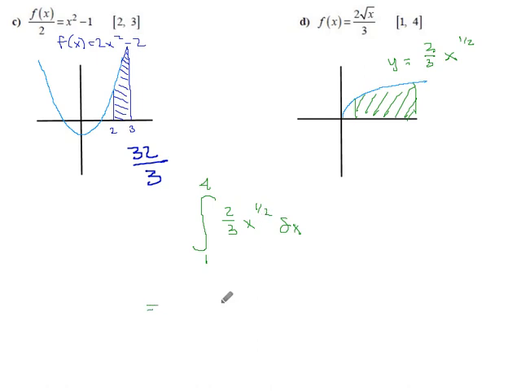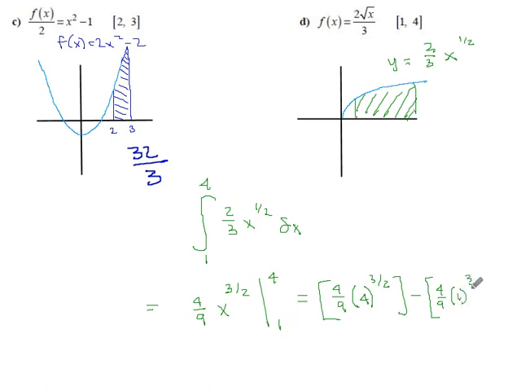Okay, so power of x goes up by 1. Now we have x to the 3 over 2. Divide by the new power. So 2/3 times the reciprocal of this is 2/3, so we get 4/9. That should be our antiderivative, and we have to evaluate it at 4 and at 1. So we get 4/9, 4 to the 3 over 2, minus, can I fit this in, 4/9 of, now we plug in 1, so we get 1 to the 3 over 2.